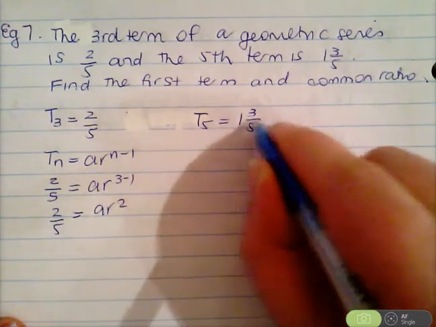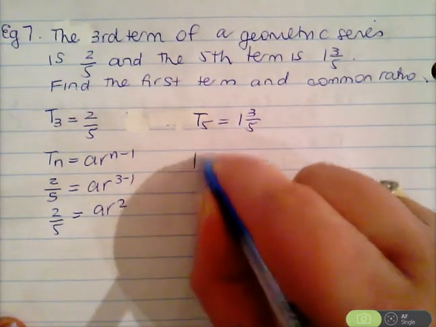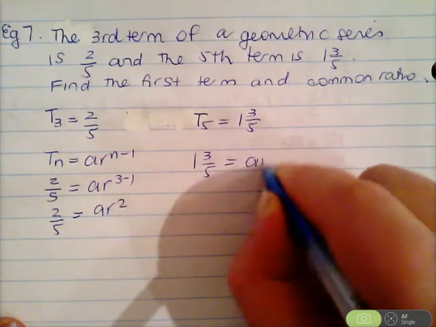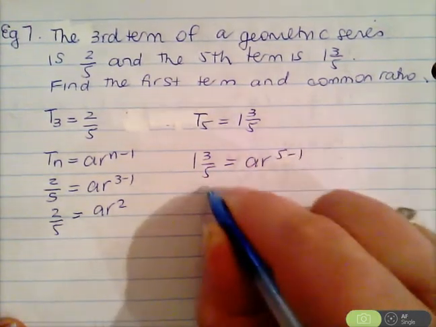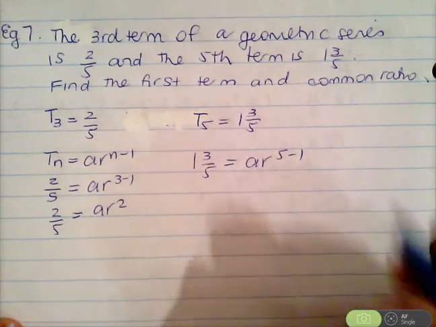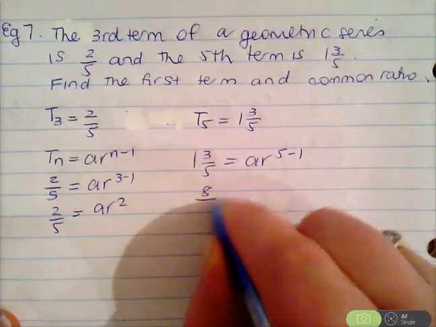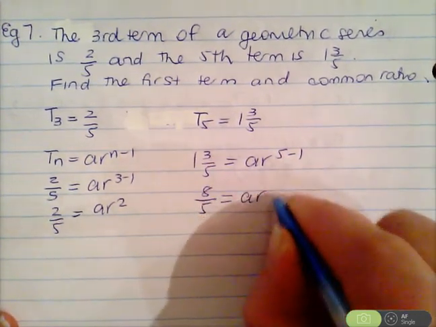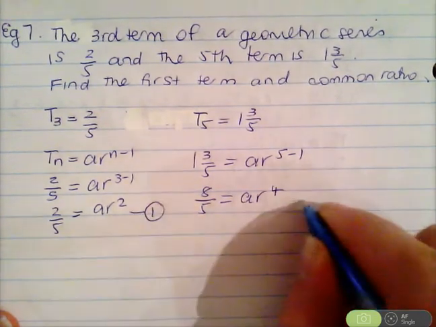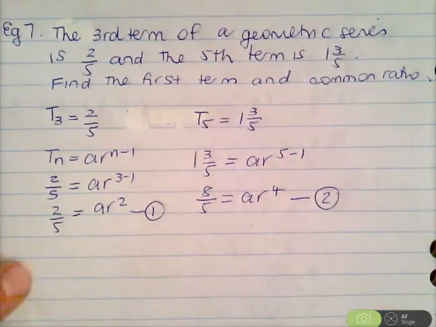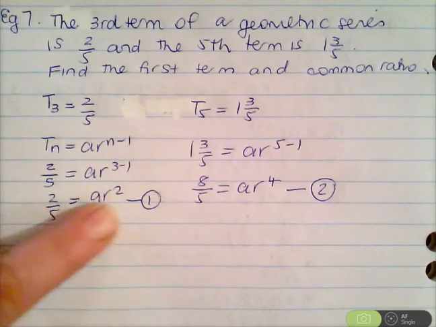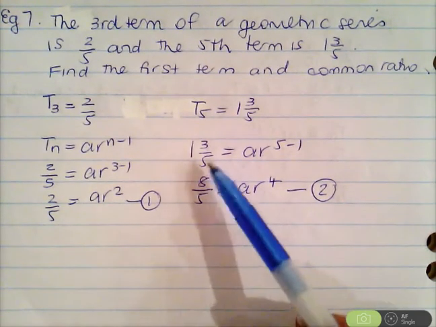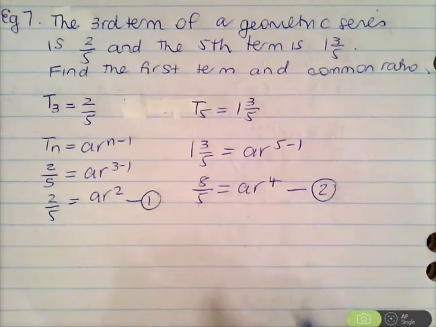We know that the 5th term is 1 3/5, so 1 3/5 equals ar to the 5 minus 1. I'm going to write that as an improper fraction: 8 over 5 equals ar to the power of 4. So here we've got some simultaneous equations. Equation 1, 2/5 equals ar squared. And the second equation, 8 over 5 equals ar to the power of 4.